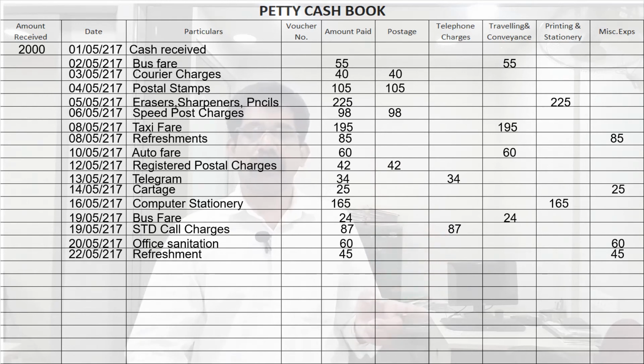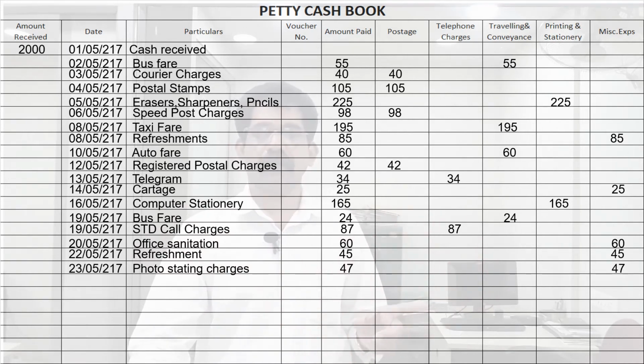Next is photostating charges rupees 47. So 28th May, photostating charges. We have no separate column for recording these expenses, so we can record it under miscellaneous expense column. So write down under the miscellaneous expense column rupees 47. Take the total to the total amount paid column.